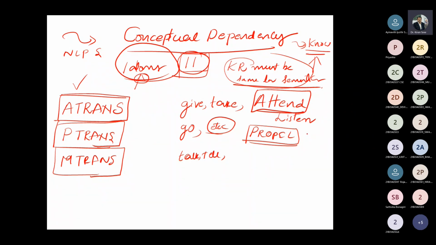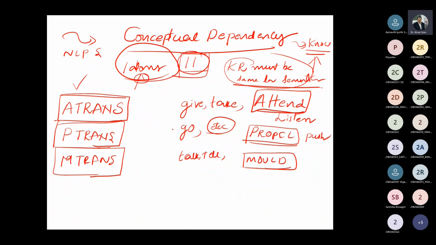We can use push or something like that. So you apply some force for doing some action. We have to use propel. So for mtrans, I will use mbuild. All this, mbuild, propel or attend, whatever it may be, the conceptual dependency in the textbook was written in the terms of robotics that we have.